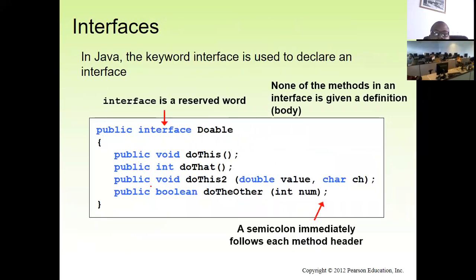All right, so in Java, the keyword to create an interface is the word interface. And so you see we have the visibility modifier followed by the word interface and then the name of the interface, and this interface is called Doable. Now, none of the methods in an interface is given a definition or a body. So all we have is the method visibility modifier, what it returns, the method name, and any parameters that it takes in, and that's about it. All right. Now, note especially that at the end of writing the method header, we put a semicolon which terminates the line. Not what you usually see when you're writing your methods, right? So far.